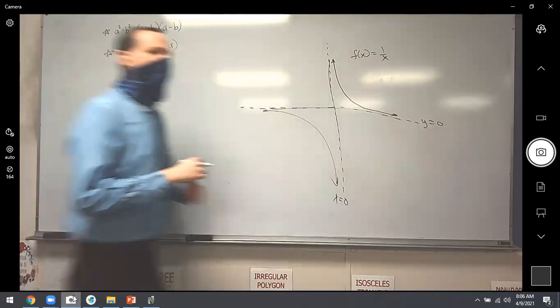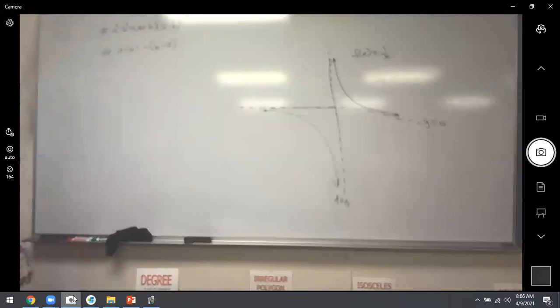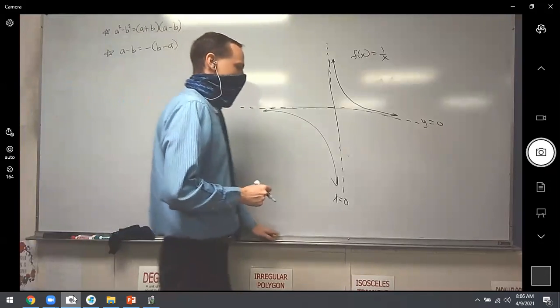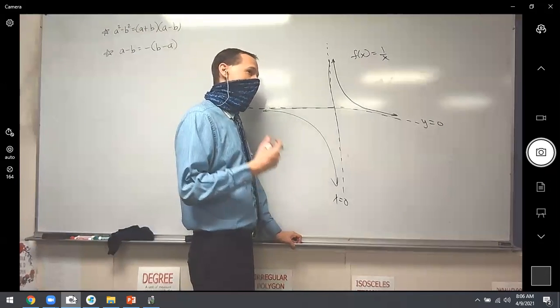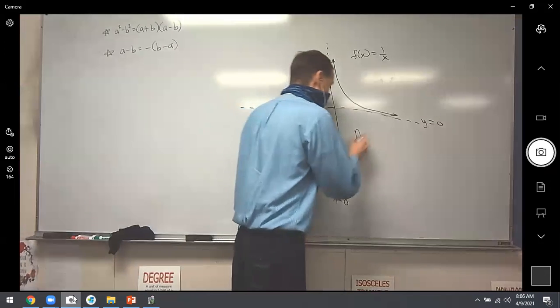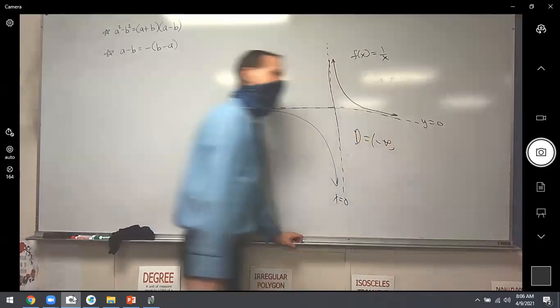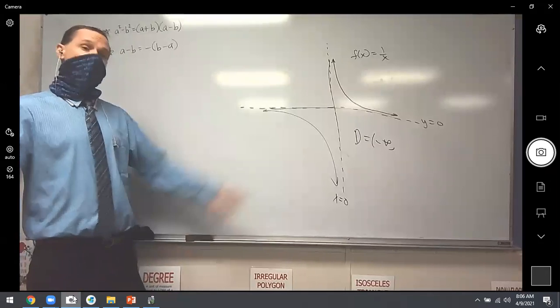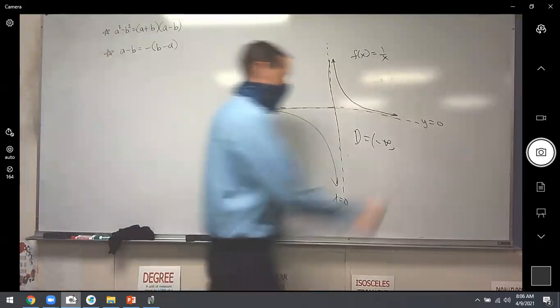And vice versa over here. So this is what you should know for a reciprocal function. It looks like that, which you already jotted down. Of course, for any function, you should probably know what the domain is. The domain is everything except for 0, because that's where things fall apart.